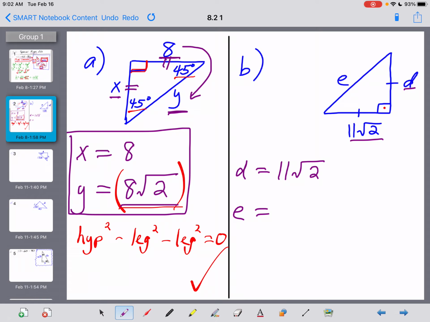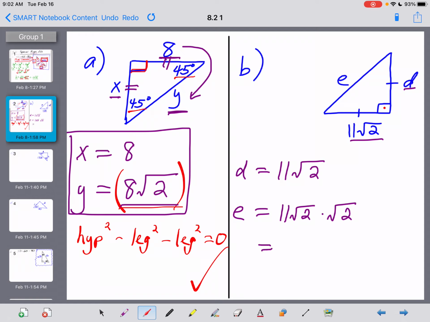But here in example B, you take your leg, which is 11 root 2, and we multiply that by the square root of 2. And I would really, really like it if you guys did not need to go to your calculator in order to figure this out. Now, this is something, again, that we've kind of brushed over this year, but I think I can explain it to you guys pretty quickly.